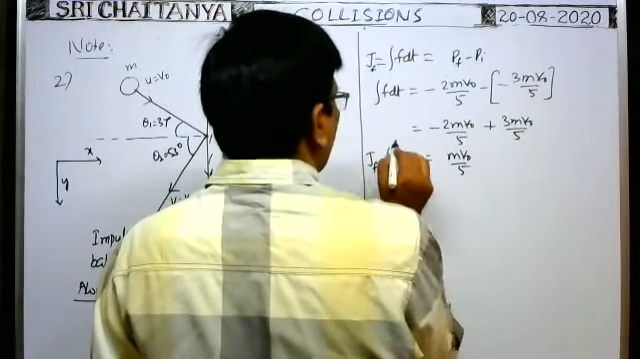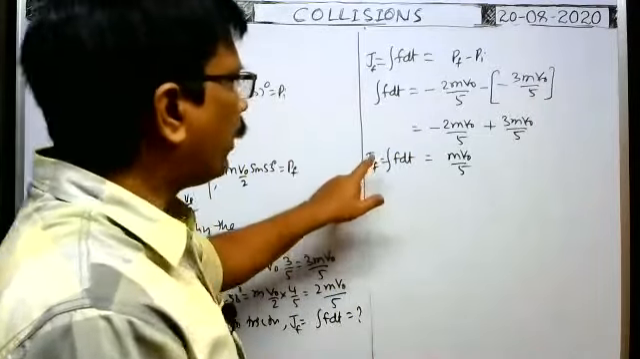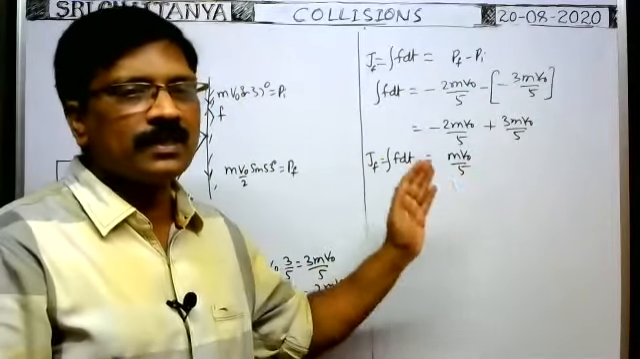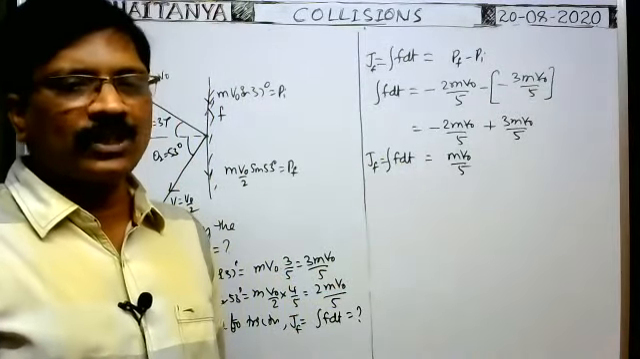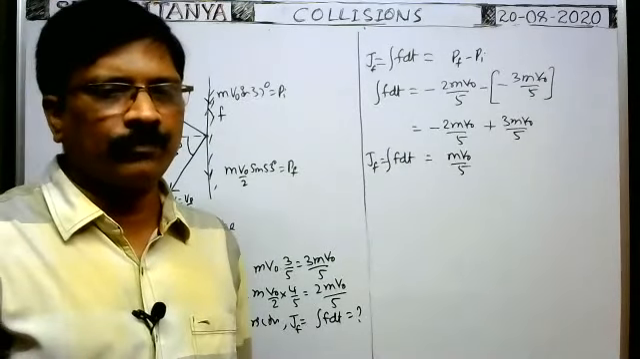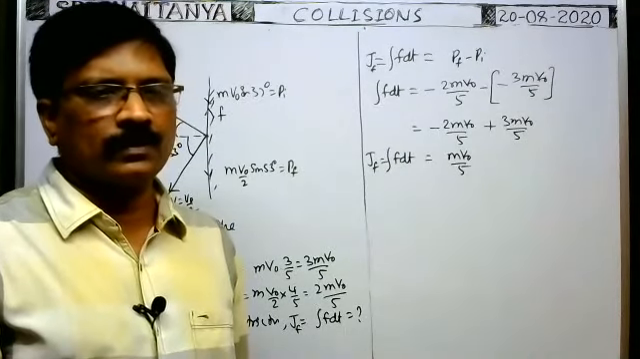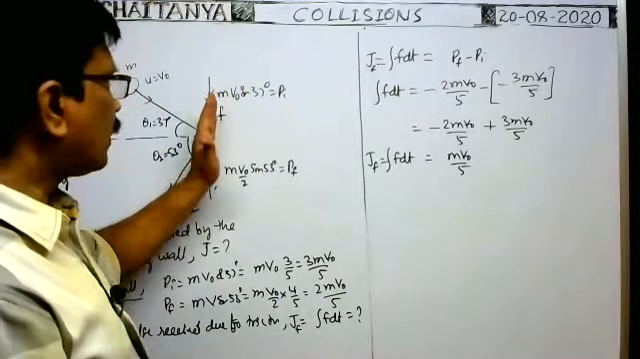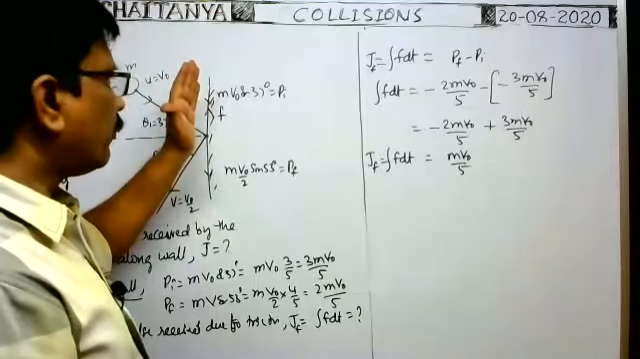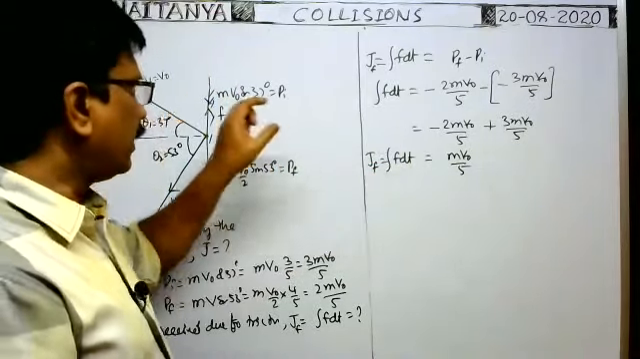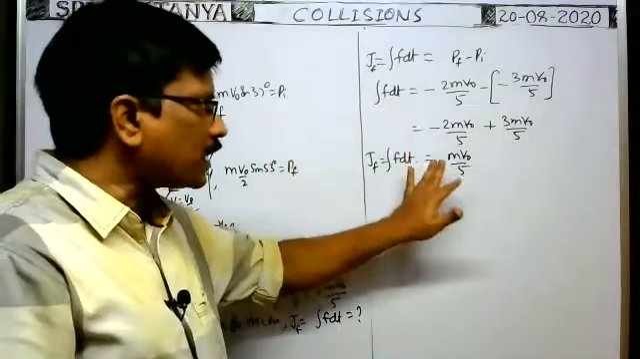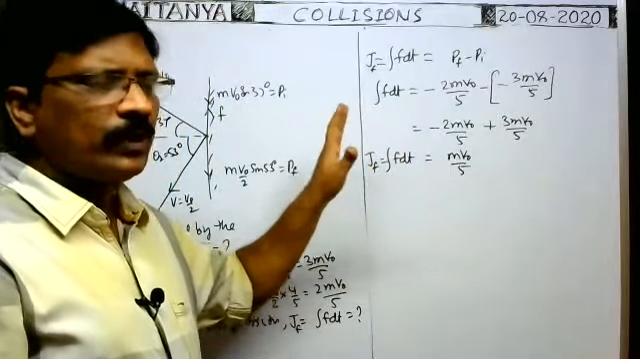Positive sign represents what? The impulse received by the friction is positive. In which direction is the impulse? Upwards or downwards? First you tell me. The impulse received by the friction is in the upward direction. We have taken the impulse received by the friction as upwards, and we got a positive value. That means the impulse received is in the upward direction.